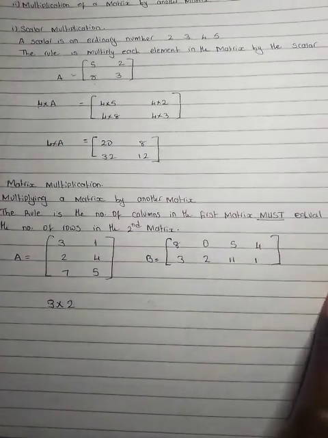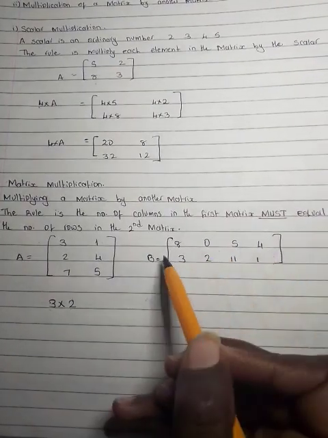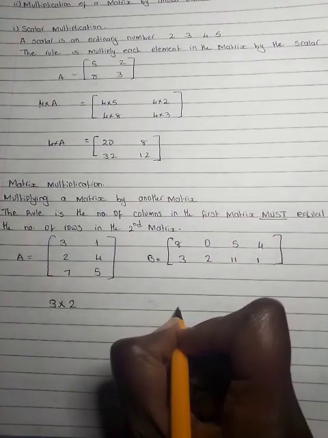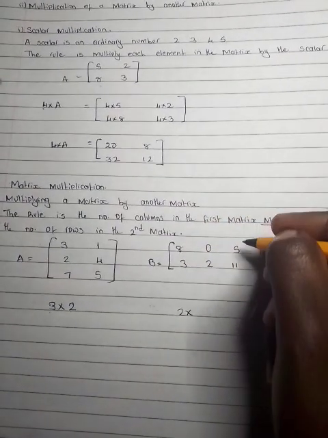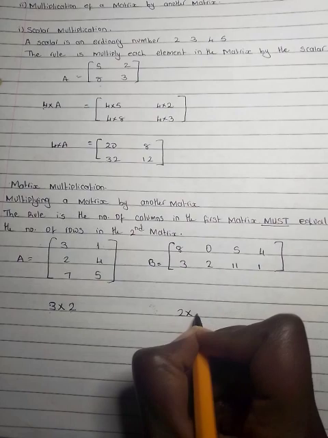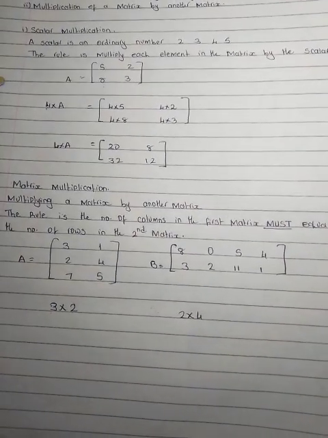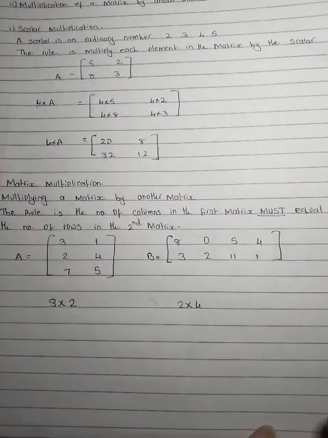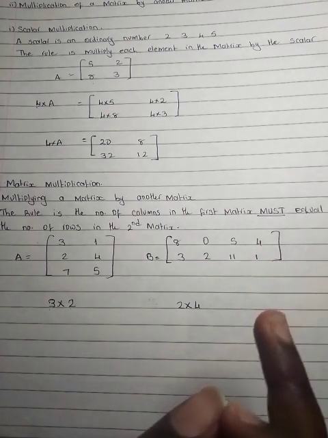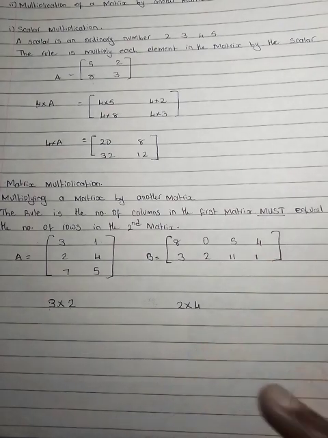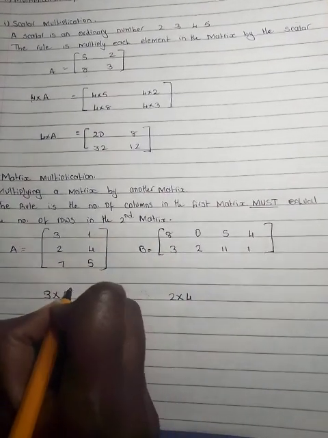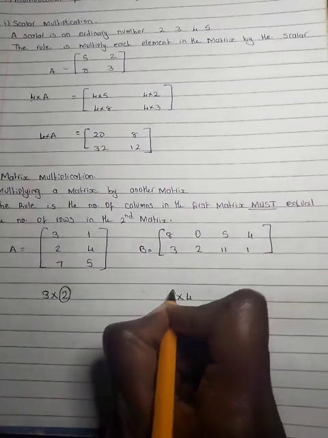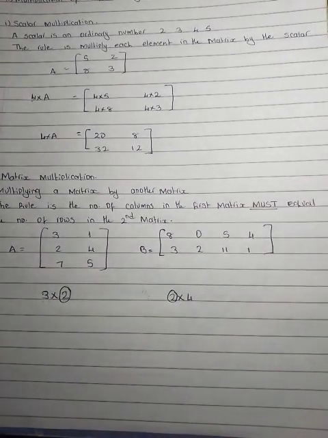How about matrix B? 2 rows by 4 columns. It is a 2 by 4 matrix. Now what do we mean by the first matrix? The columns in the first matrix must equal the number of rows in the second matrix. You just have to look at these two. That and that must be the same.